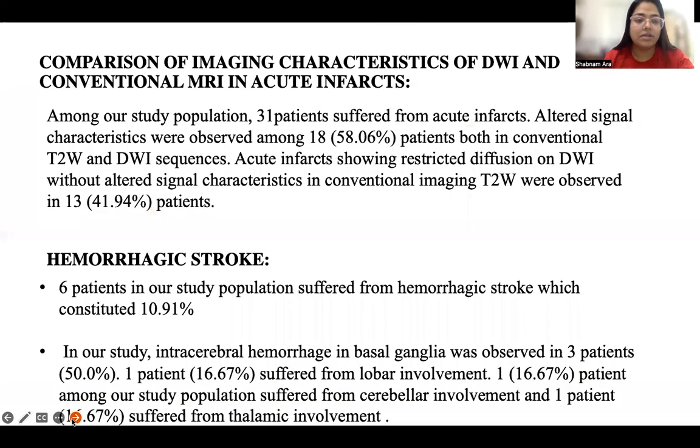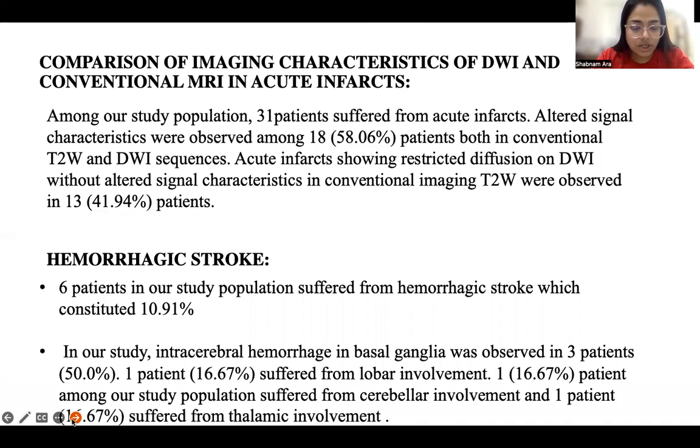and ADC is normalized. On comparison, among the study population, of 31 patients, altered signal characteristics of acute infarct were observed in 18 patients, both in conventional T2-weighted and DWI sequences. Acute infarct showing restricted diffusion on DWI without altered signal characteristics in conventional MRI images, T2, was observed in 30 patients.